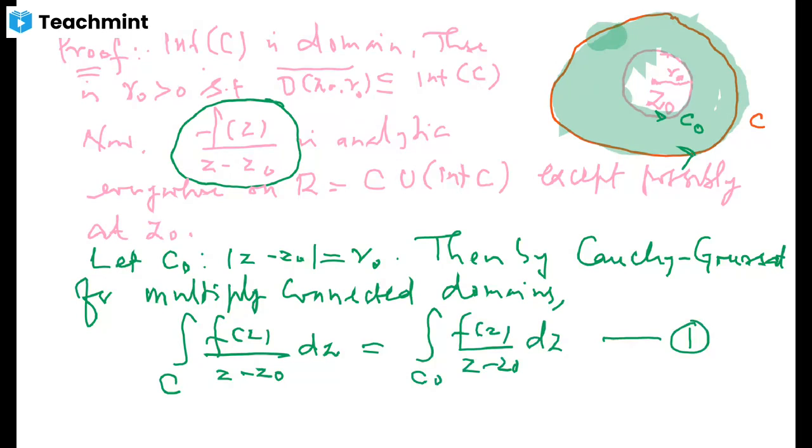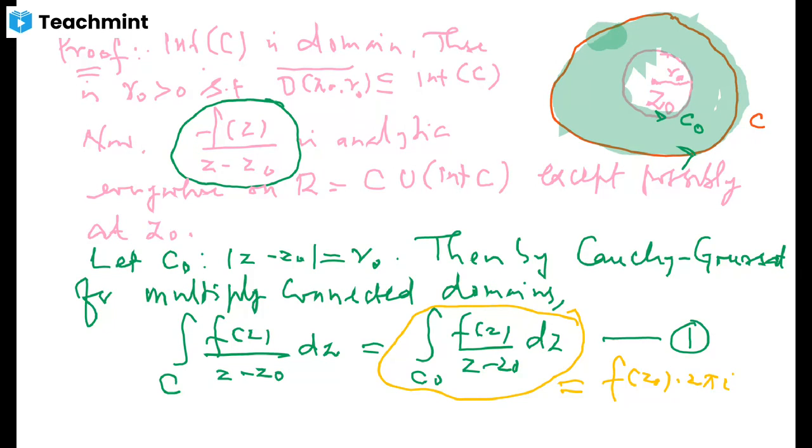So now what is left to be proved is that this integral needs to be looked into closely. I have to show actually that this integral has the value of f at z naught times 2 pi i. If I am able to show this, then the result will follow, because we need to show that f of z naught equals the integral divided by 2 pi i, shifting to the other side.